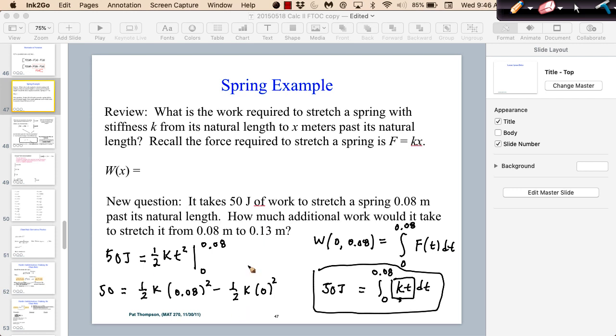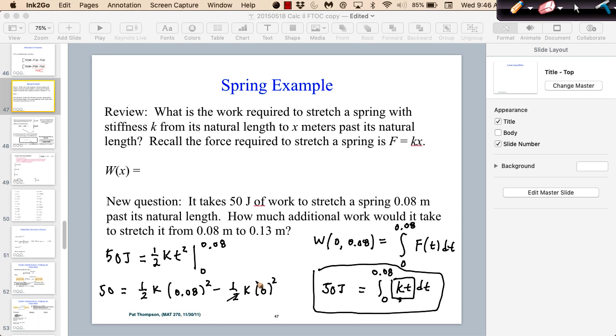All right, so motivating closed form, right? So this is a good motivation for having closed form. We can solve this problem, right? We can get k, which is going to be 100. So 2 times 50 is 100 divided by 0.08 squared.